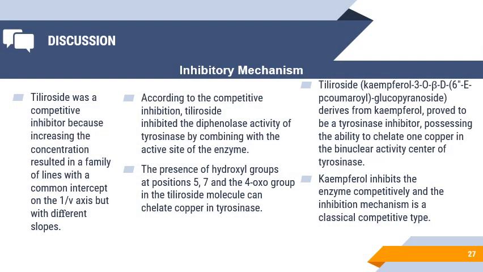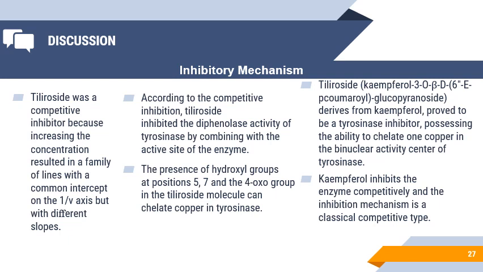And the Tiliroside was a competitive inhibitor because increasing concentration results in a family of lines with a common intercept on the 1 per v-axis, but with a different slope, like in the result before. And according to the competitive inhibition, Tiliroside inhibits the diphenolase activity of the tyrosinase by combining with the active site of the enzyme, and the presence of hydroxyl groups at positions 5 and 7, and the 4-oxo group in the Tiliroside molecule can chelate copper in tyrosinase.